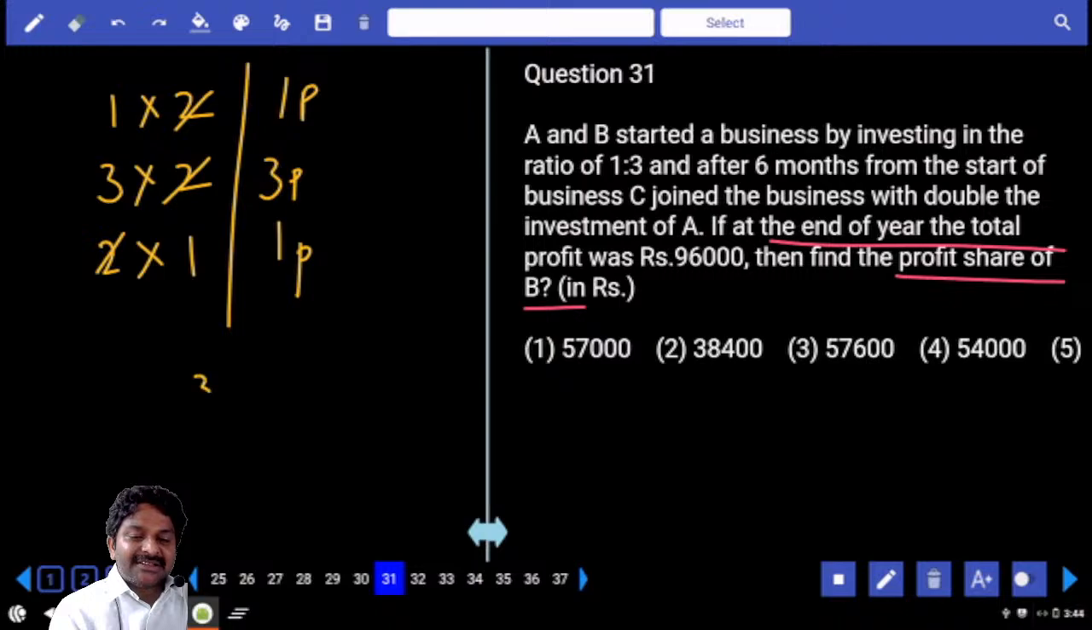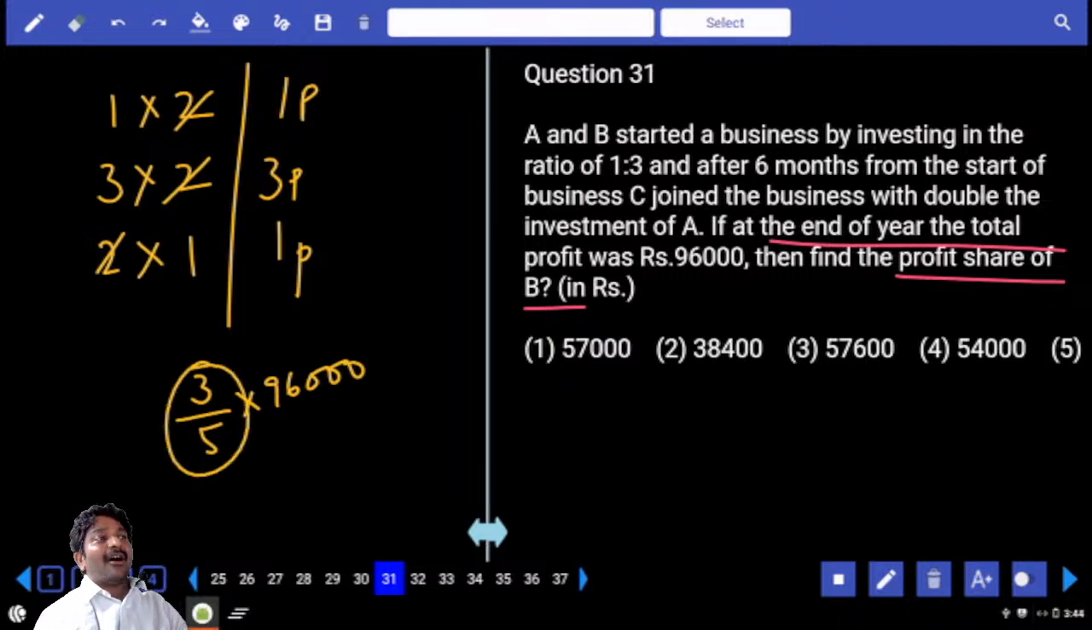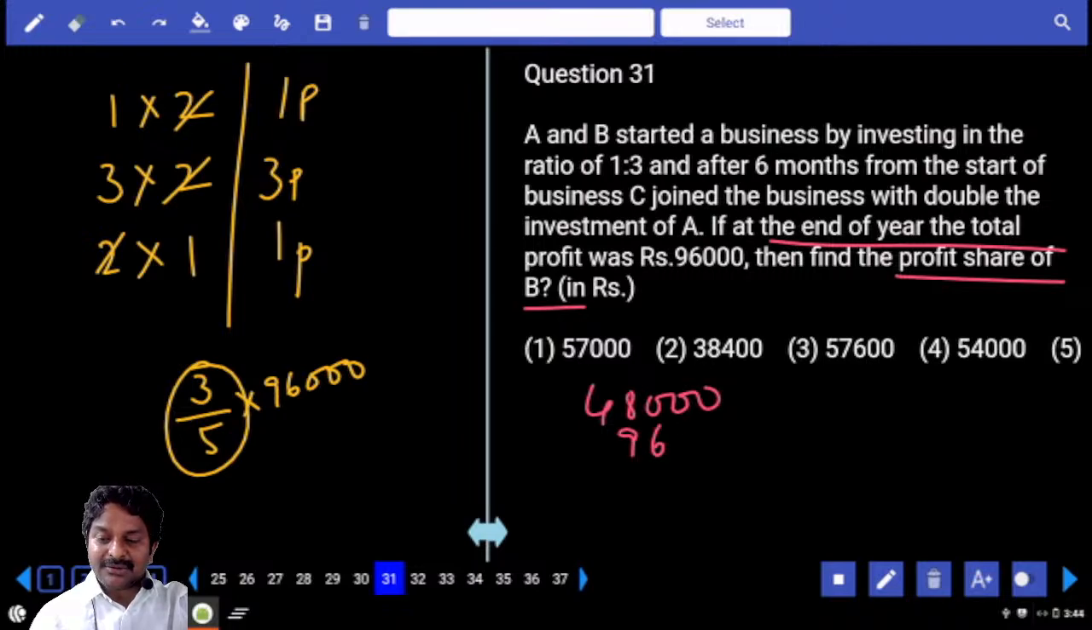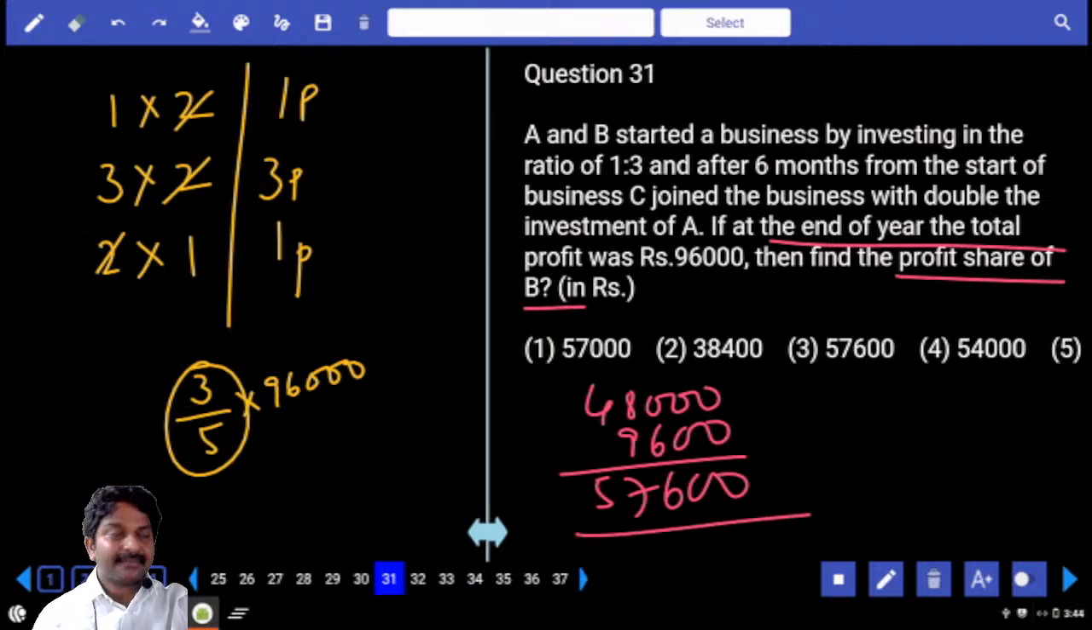Find the profit share of B. B profit share in the sense 3 parts out of 5 parts among 96,000. We can write 3 by 5 as 60% also. 50% of this number 48,000. 10% 9,600. Both together 57,600. Instead of going for cancellation and all, let's identify it as 60% and calculate it. That's more easy.